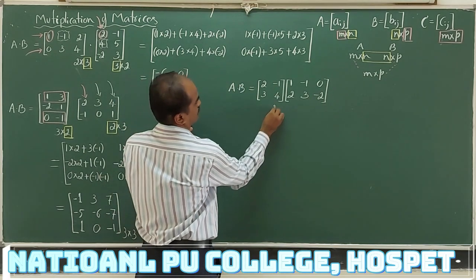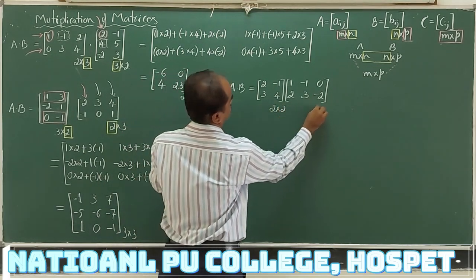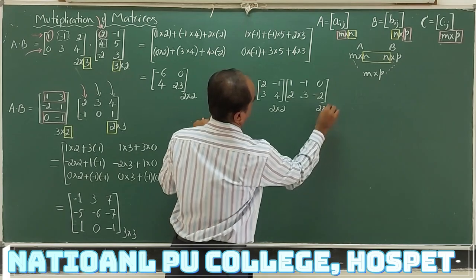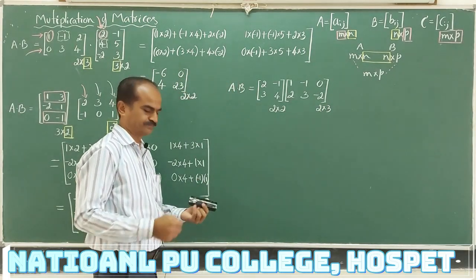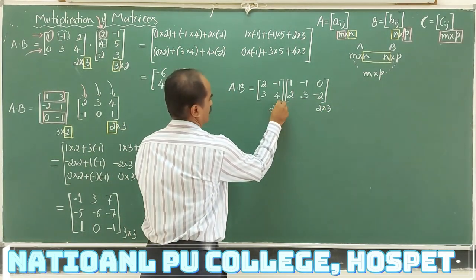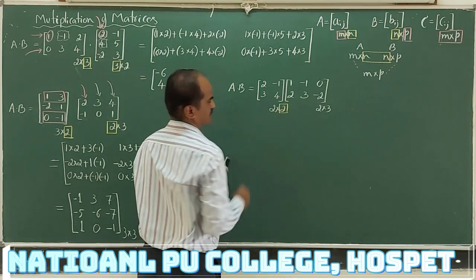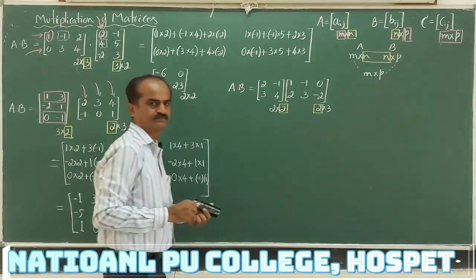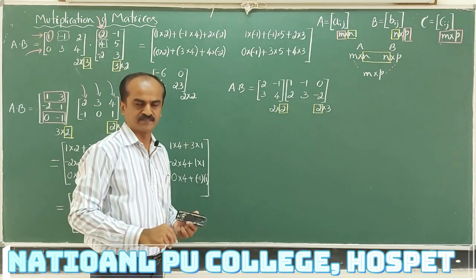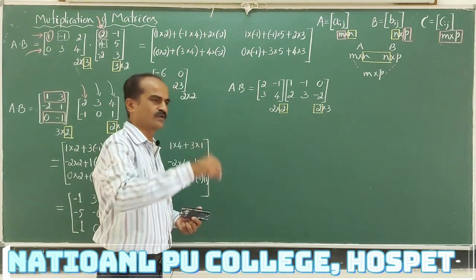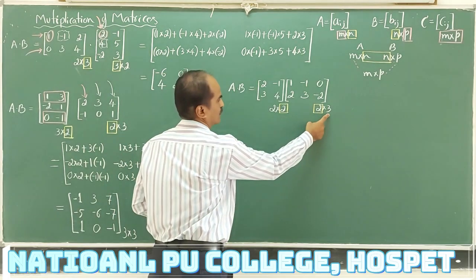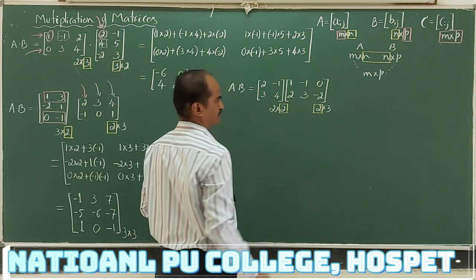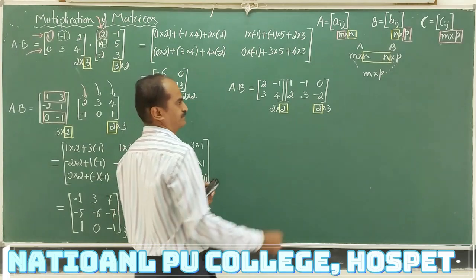Look at the order of first matrix, 2 by 2. Second one, 2 by 3. Look at number of columns of first matrix, 2. Number of rows of second matrix, 2. Multiplication is defined. What is the order of resulting matrix? You are going to get 2 by 3. How to obtain it?